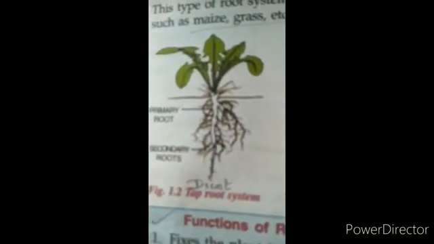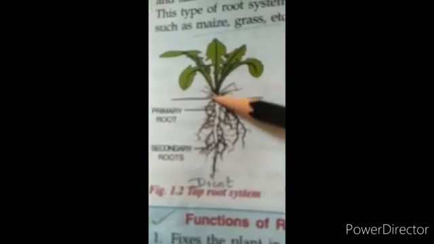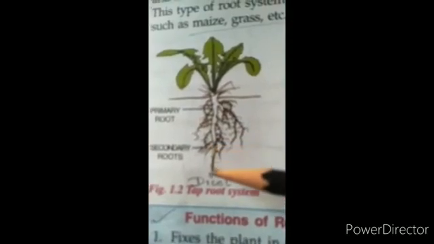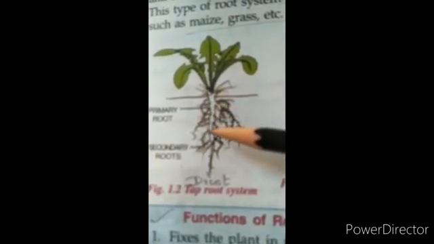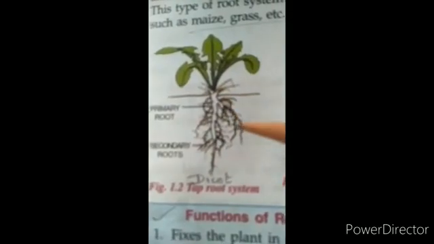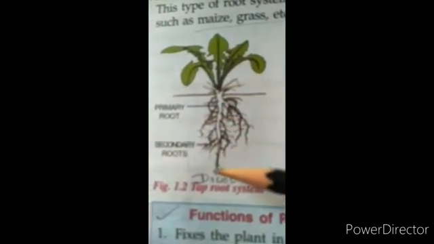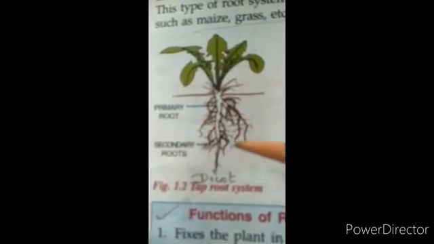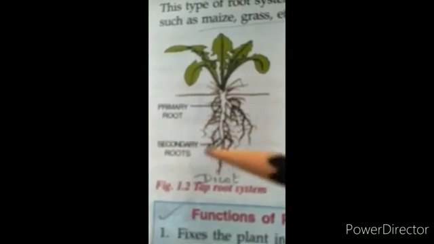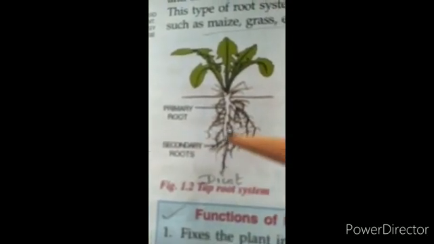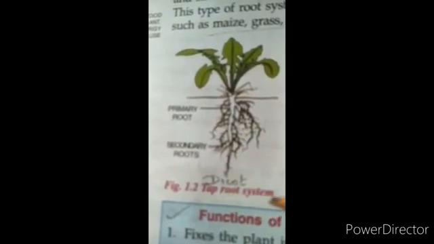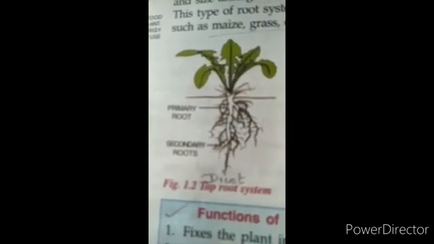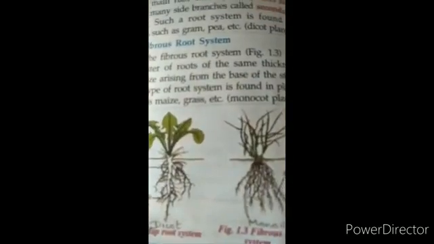I hope the figure is clear. You can very easily find out that in this particular root system, this root here is very thick and distinct compared to the other roots. So this will be your primary root here, and then the branches that are coming out of it, which are much thinner compared to the primary one, these branches are known as secondary roots. And this taproot system is found in dicot plants. I hope it's clear. So we can now move forward to the next one.